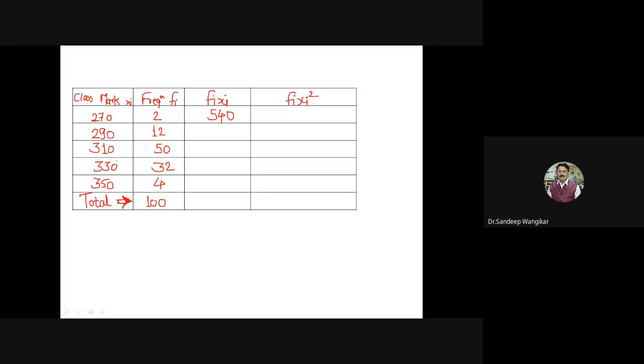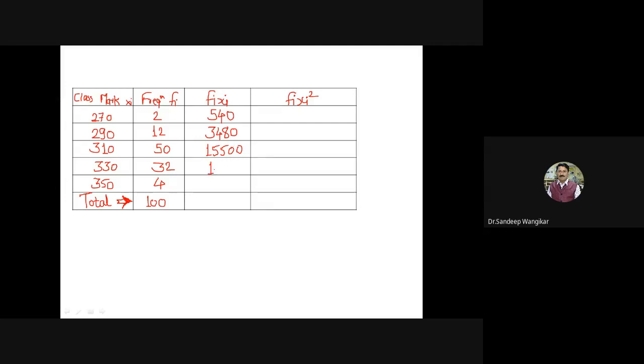Fi xi calculation. Immediately, fastest, put the values in the chat box. 290 into 12 is 3480. Okay, proceed. 310 into 50. So I will write one by one. 3480. Next value 310 into 50 is 15500. Very nice. Then 330 into 32.